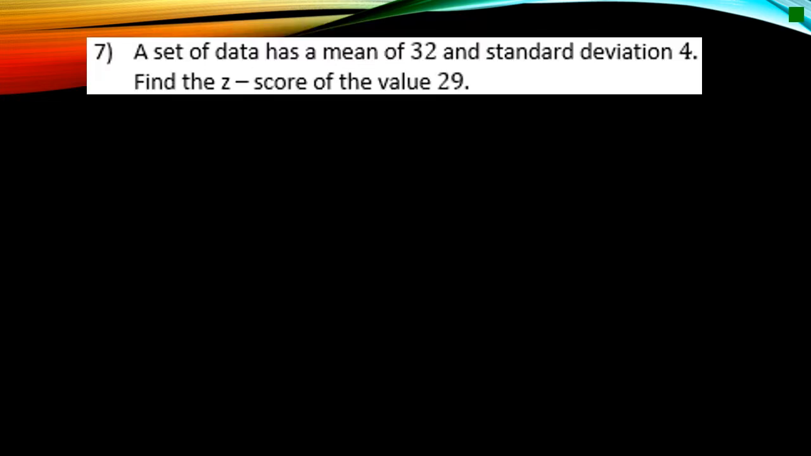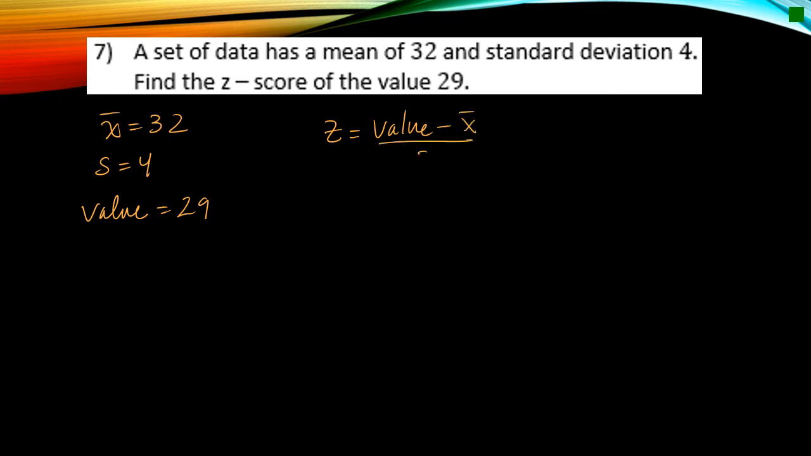We're trying to find the z-score. We're given that the mean is 32. The standard deviation is 4, and the value we're trying to calculate the z-score for is 29. So this is actually not a terrible problem. All you have to remember is the z-score formula, which is that you take the value minus the mean and divide by the standard deviation.